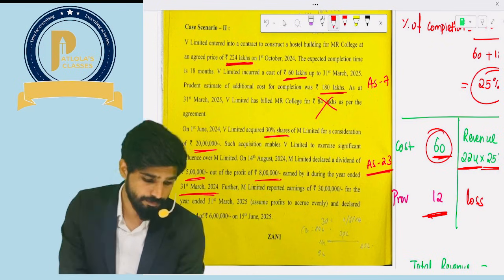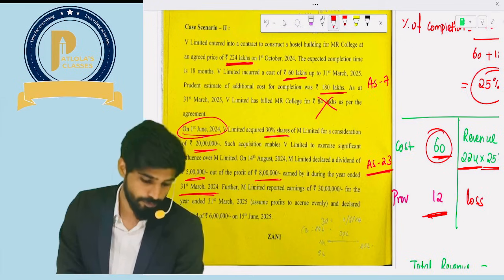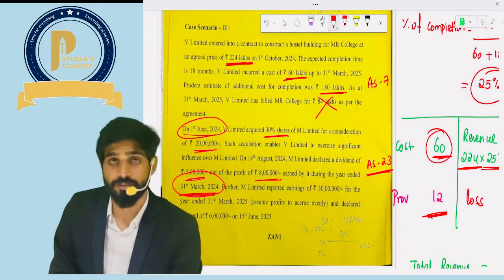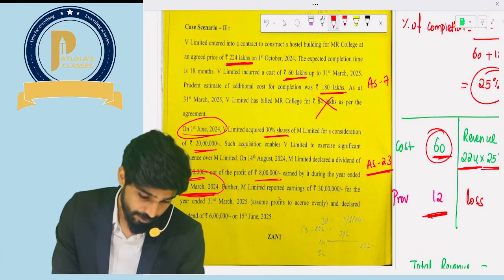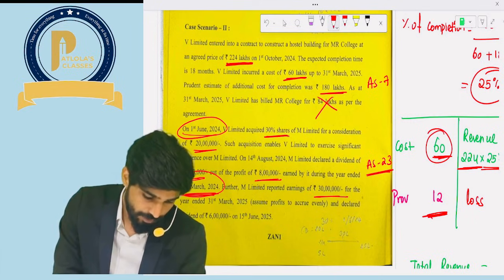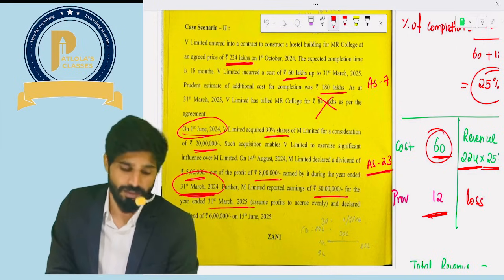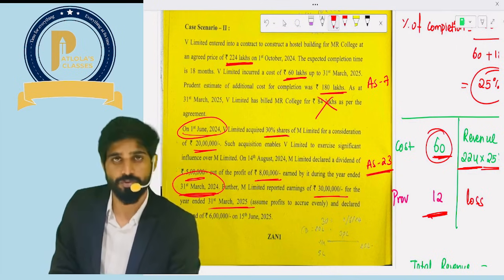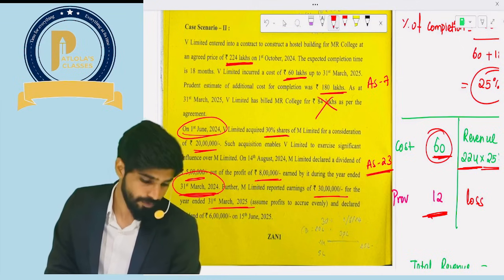31st March 24. Guys, very simple. You are purchasing in June 24. They are paying dividend related to 31st March 24. Can I say it's a pre-acquisition dividend? Yes. And further, they reported earnings of 30 lakhs for the year ended 31st March 25. This is post-acquisition profit. How much is post-acquisition profit? 30 lakhs. But we are the owners only from June. So we are going to get dividend only for 10 months.